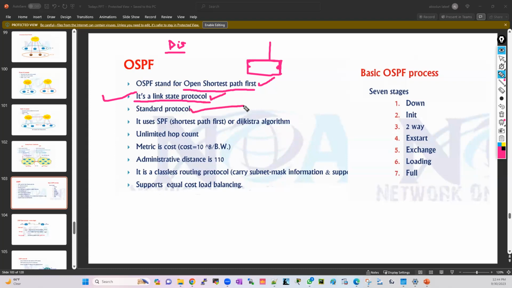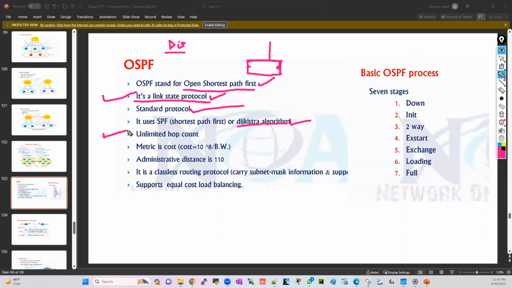About this one, we just need to know that it's a standard protocol and it is open source. Open source means it can be used on any devices. It can be downloaded freely, configured freely by anybody. It is not restricted. That is what open source means. And then this is the algorithm it uses.